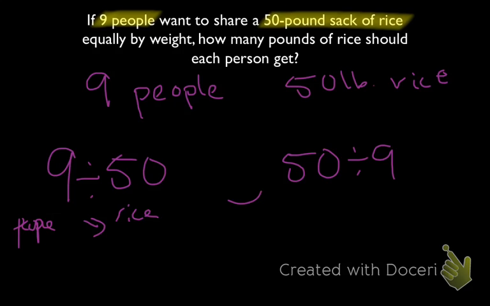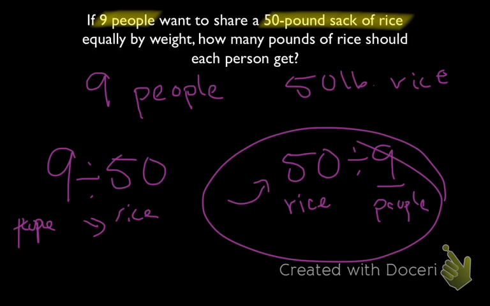Let's look at this other equation here. We have 50 divided by 9. What this is telling me is that we have 50 pounds of rice, and we're going to divide it 9 ways to give to 9 people. That sounds more like the problem that I want to solve. So this is going to be the division equation that's going to represent this word problem.